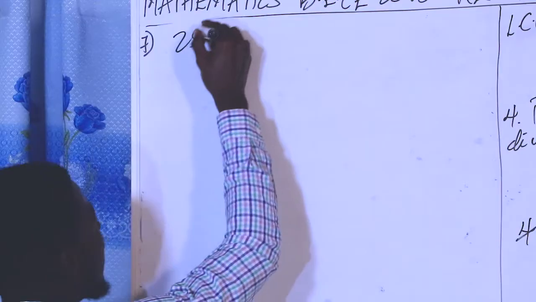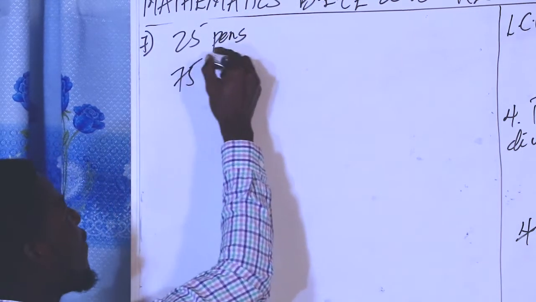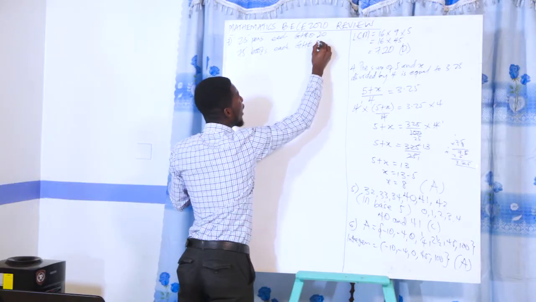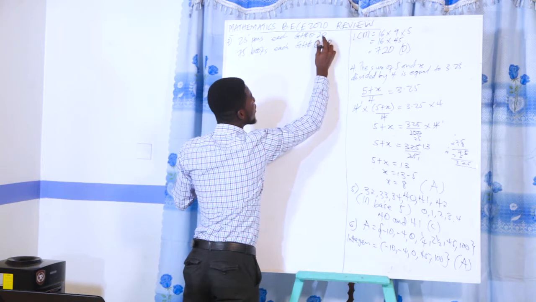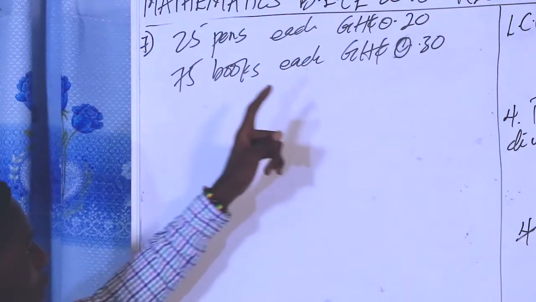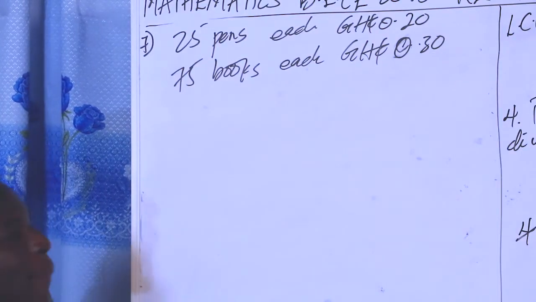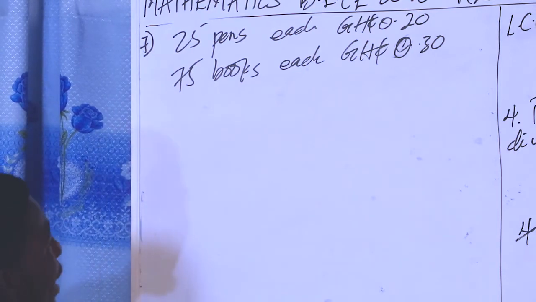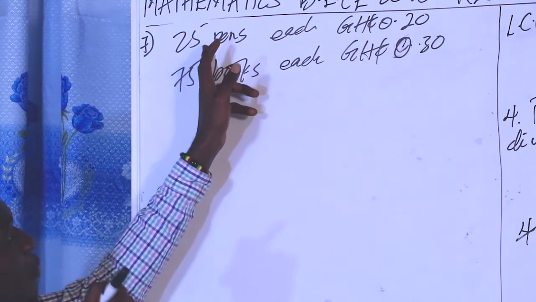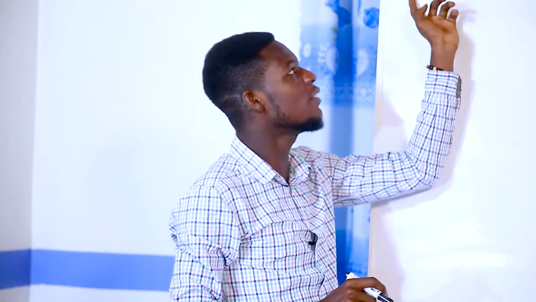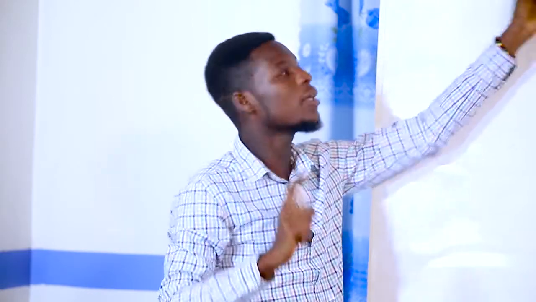So we have 25 pens, 75 books. Each pen is 20 pesewas and each book is 30 pesewas. But in this case, you are purchasing 25 pens and 75 books. So to get the cost of 25 pens, you multiply the amount of each by 25. To get the total cost for 75 books, multiply the amount of each by 75.